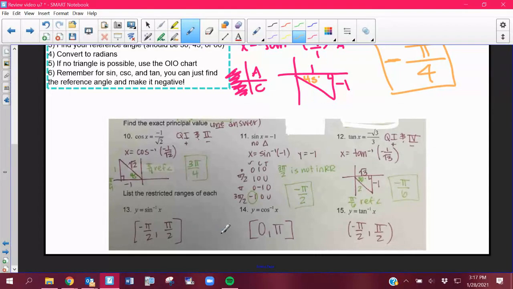Okay, here are your restricted ranges for your basic functions. Again, sine and cosine are allowed to have the square brackets because they are actually equal to those values, whereas tangent has asymptotes happening on those edge points. So we have to put the parentheses to denote that it can't equal. It approaches, it gets really close, but it can't equal.